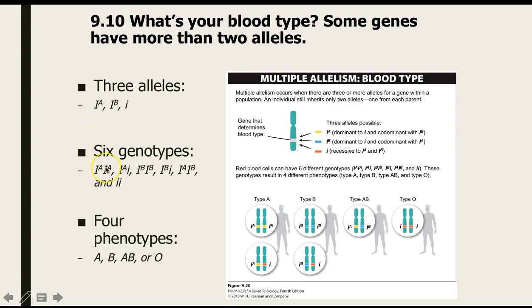You can get IA IA, or IA i, IB IB, or IB i. You can get IA IB, that codominant one that I'll talk about in a second. And you can get little i little i. The ones that have at least one IA, and I'll show you over here because it's a little more clear, they're type A.